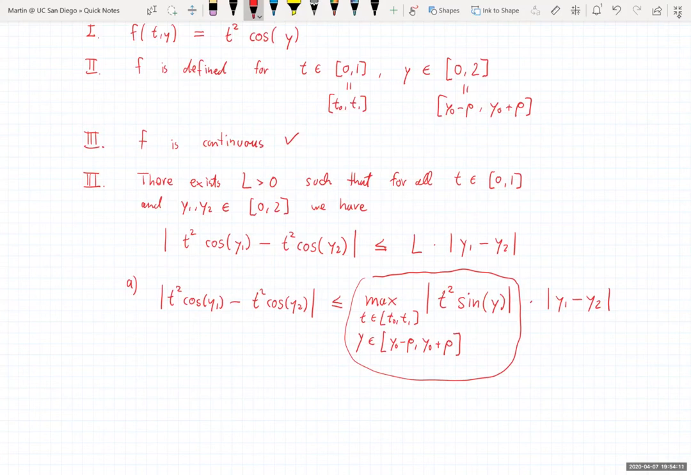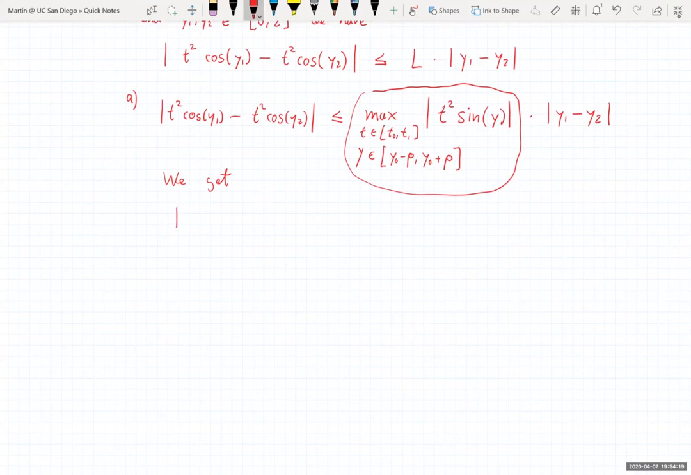So what that establishes is the following. We get that the absolute value of f of t, y1 minus f of t, y2 is bounded from above by the absolute value of y1 minus y2. So that provides all the conditions we need for the Picard-Lindelöf theorem.